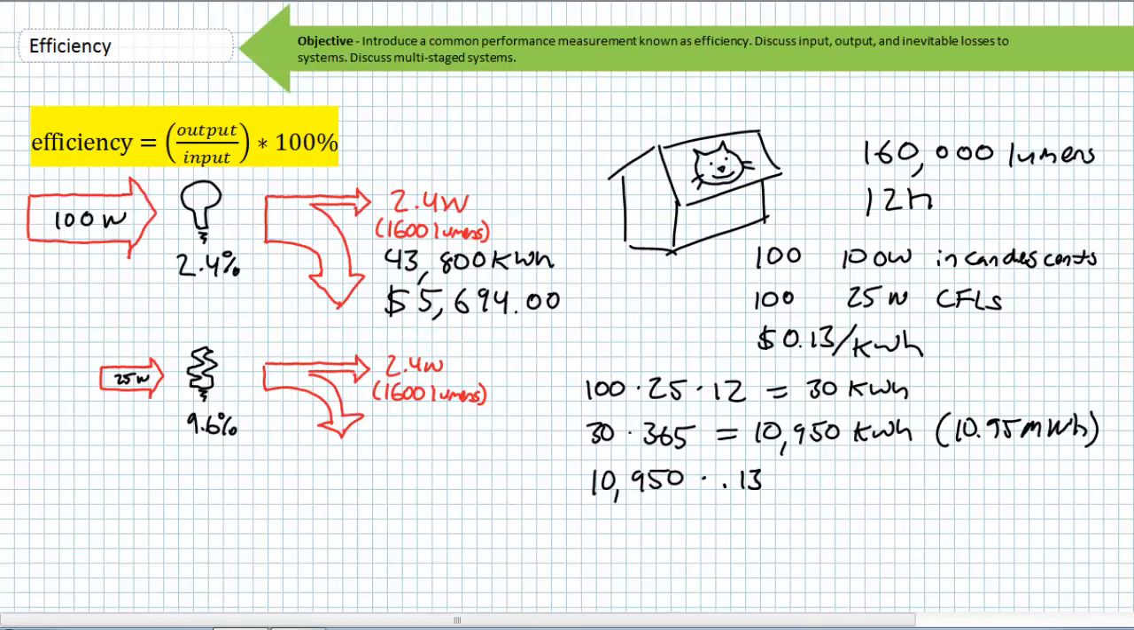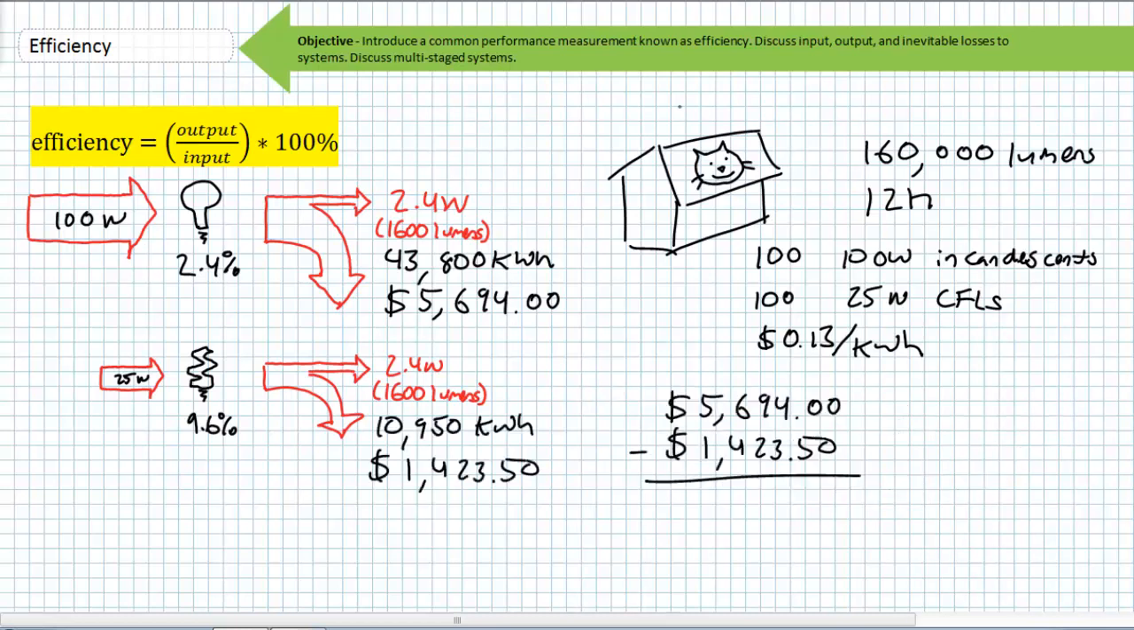What we're going to do is take 10,950 kilowatt hours times 13 cents per kilowatt hour, yielding us a total annual cost of $1,423.50 for the use of 100 CFLs. We'll put those figures over there and take both configurations into consideration. The switch from incandescents to CFLs would yield us an annual cost savings of $4,270.50 just by switching out the light bulbs.